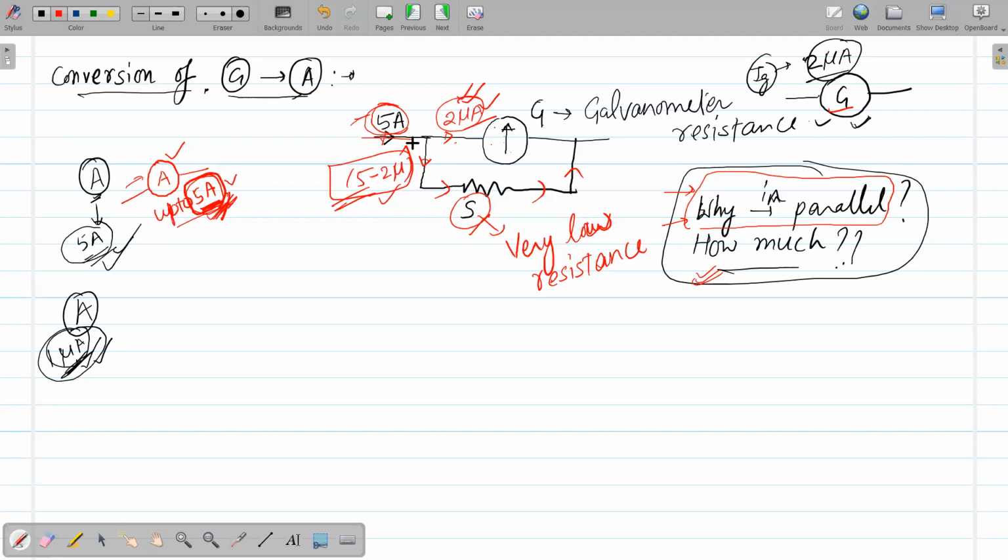So you can see that as soon as 5 ampere current is passed, 2 microampere passes through the galvanometer at the same time, and this galvanometer will start giving full scale deflection, because the galvanometer is now accepting the maximum value of current that can be passed through it. For the maximum value, it will give maximum deflection, right?